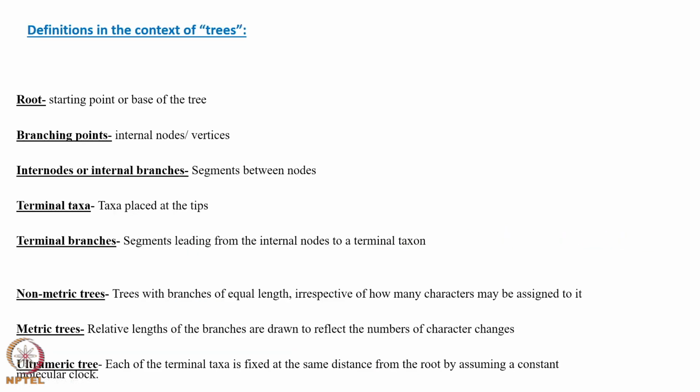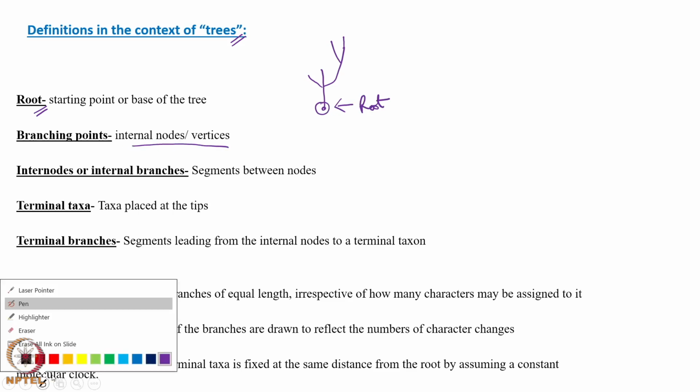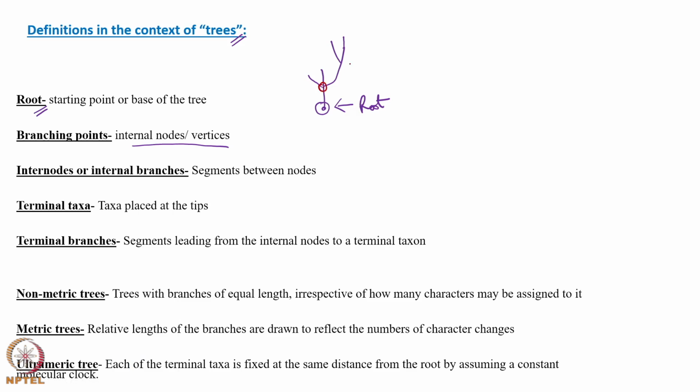We are going to see a few definitions about trees. Root is the starting point or base of the tree. Suppose this is a tree presented, then this point can be called the root. Branching points are the internal nodes or the vertices. So, these are the different branching points. Internodes or internal branches are the segments between the nodes. So, this can be called an internal branch because this is a segment between the nodes.